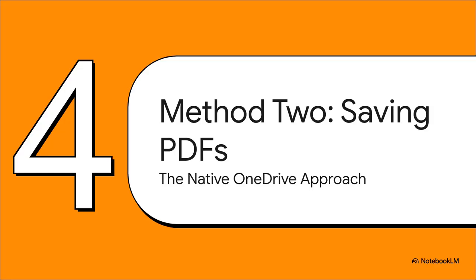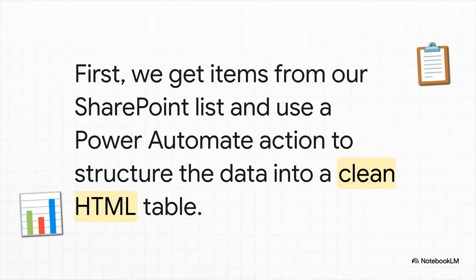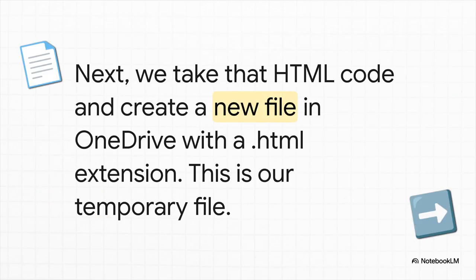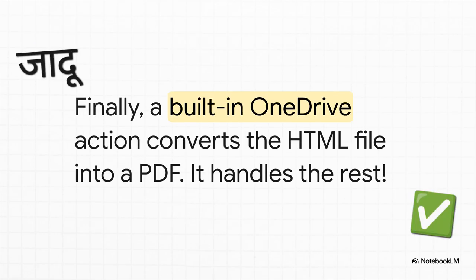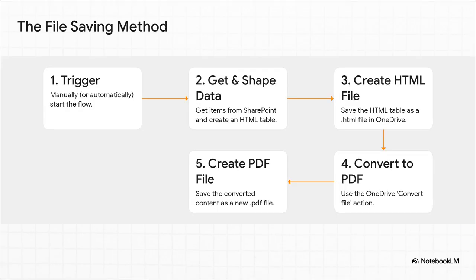But what if you don't want to use a third-party tool? Or what if your main goal is to just archive these files in a library somewhere? Well, for that, we have method number 2, which only uses the native tools that are already built right into Microsoft 365. So this native process, it starts off by getting all our data from SharePoint and just organizing it. Then we take that organized data and create a temporary little HTML file right inside of OneDrive. And for the final step, a built-in OneDrive action does the magic trick of converting that HTML file directly into a PDF.